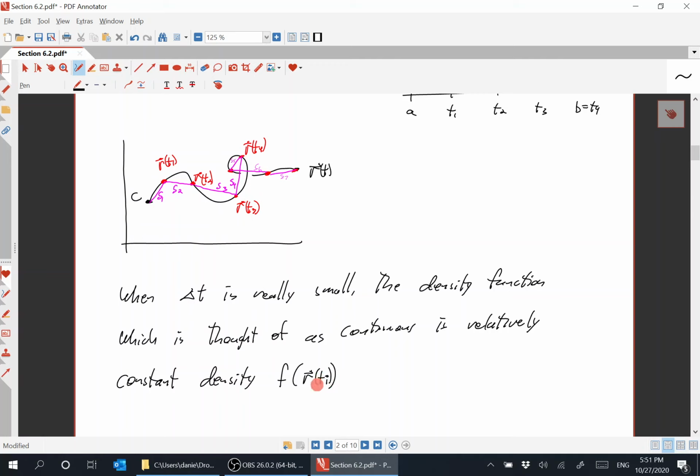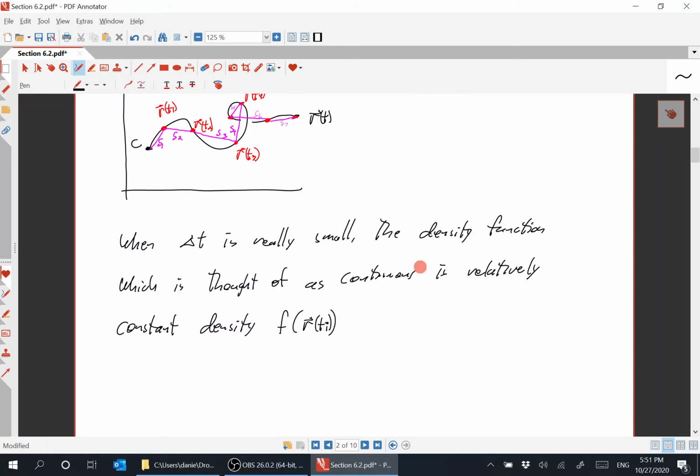So this is the xyz corresponding to this point, t_i being here, of constant density f of r of t_i on the segment s_i. That segment s_i goes from r of t_{i-1} to r of t_i. So you take the density at this point, and if this is really tiny, then the continuous density function doesn't vary much. So you think of it as a constant.